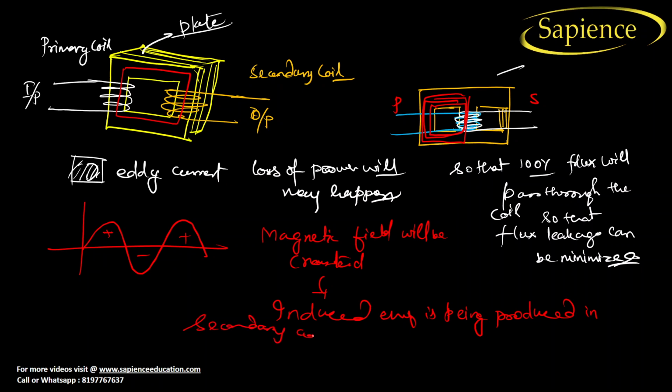Secondary coil. Now, if there is no loss, no eddy current loss, no heat loss, so for the ideal condition, for an ideal transformer, power input is equal to power output. That is, power in the primary coil is equal to power in the secondary coil.